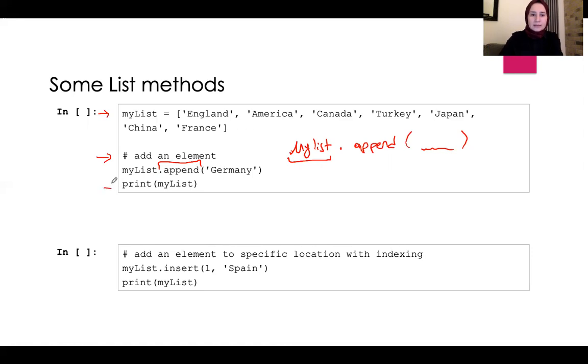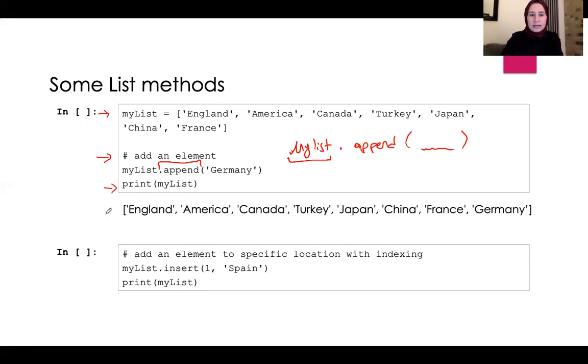And here the list is printed. When you run this piece of code, this is the result you will get. As you can see, Germany is added to this list as an element. So you can use the append method to insert any element to your list.